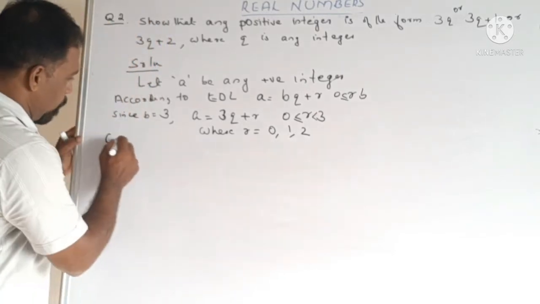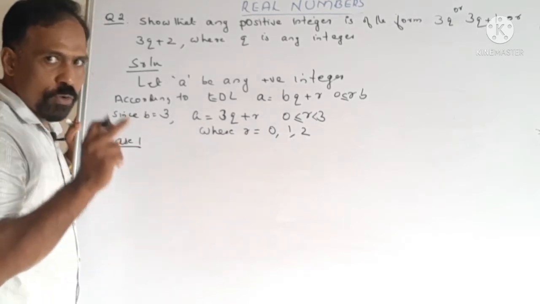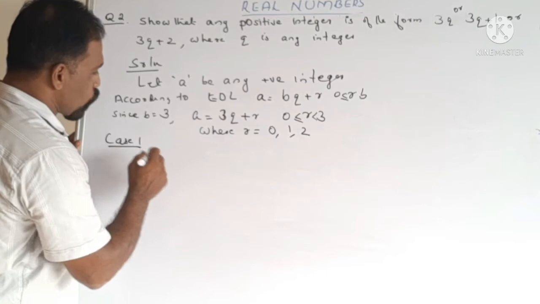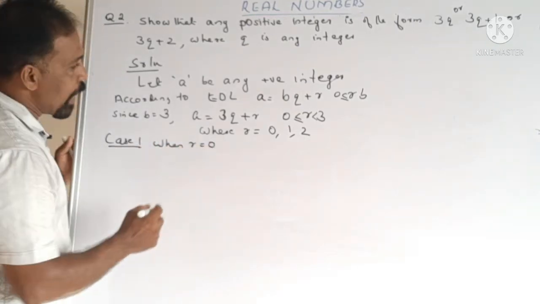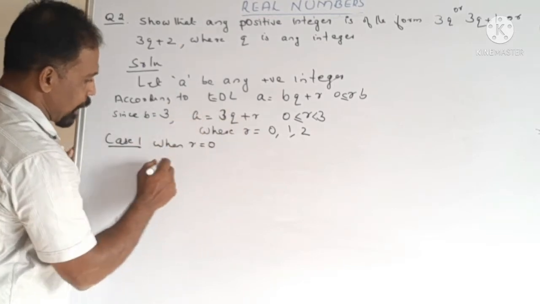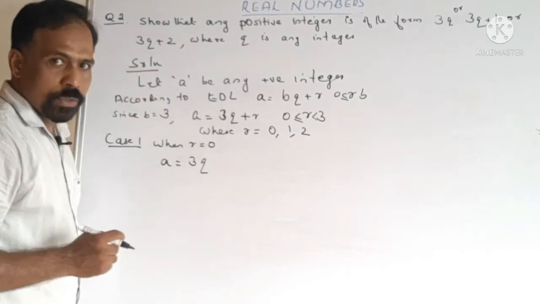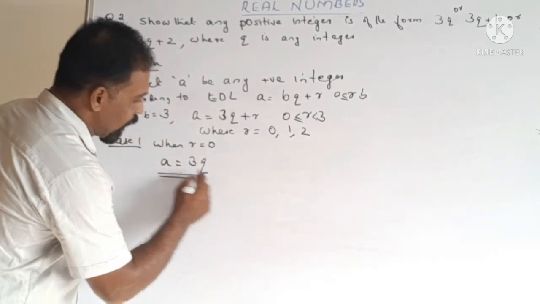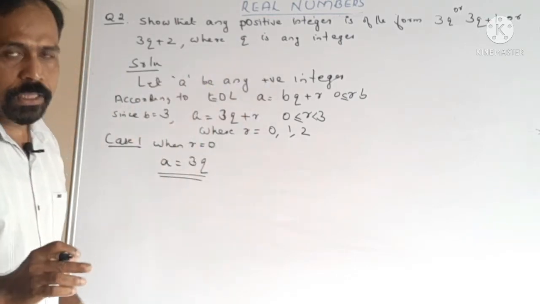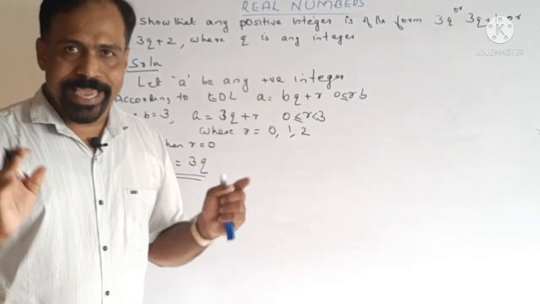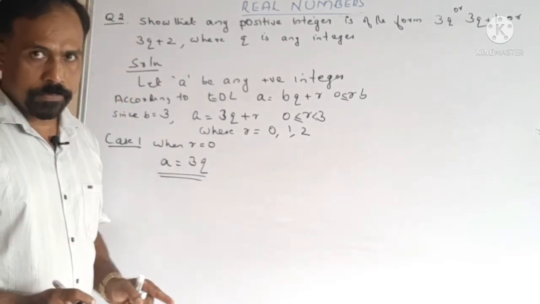Now case 1. Because there are three cases, 0, 1 and 2. So case 1, when r is equal to 0. When r is equal to 0, our equation, that is a is equal to 3q, because r is equal to 0. So in our first case, a is any positive integer. Hence any positive integer can be represented in the form a is equal to 3q.